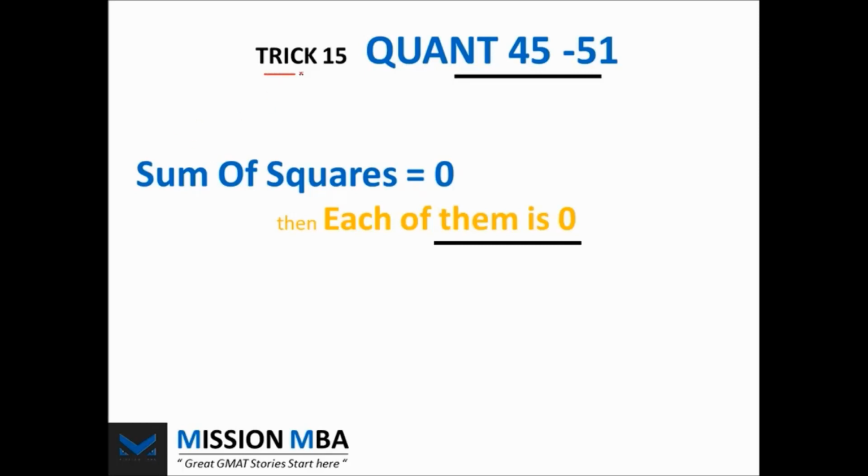Hello people, welcome to trick 15, quant 45 to 51. Sum of squares equals to 0. That means each of them is equal to 0.